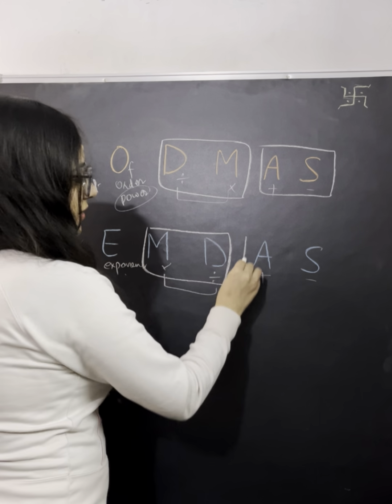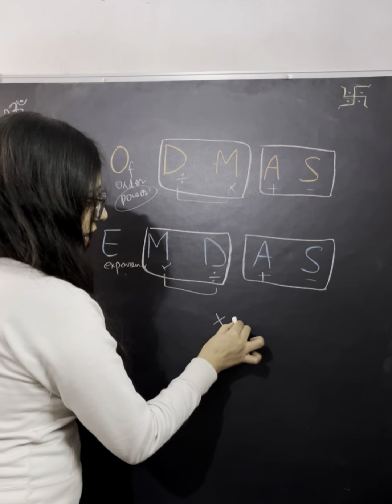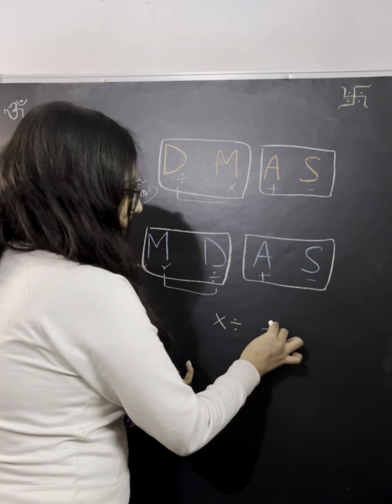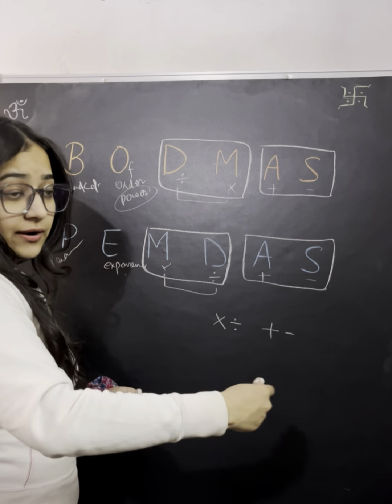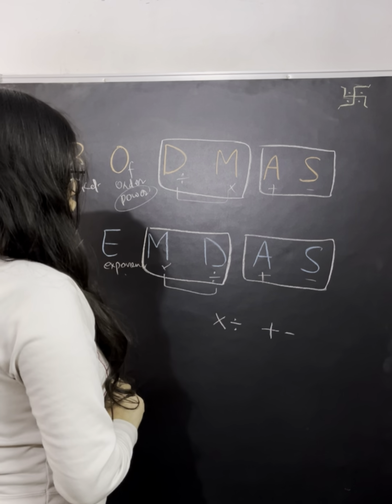So, this part and this part. Now, multiplication and division are siblings. Plus and minus, addition and subtraction are siblings. So you have to serve them. How are they coming? From left to right only, normally. Okay, so let's take an example.